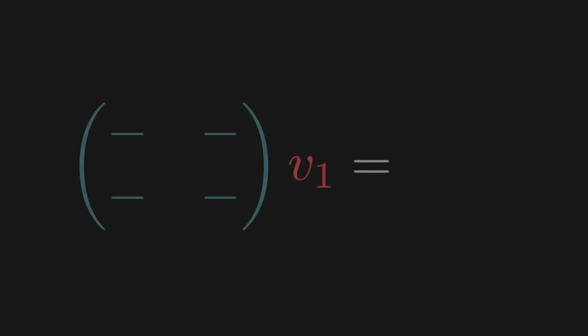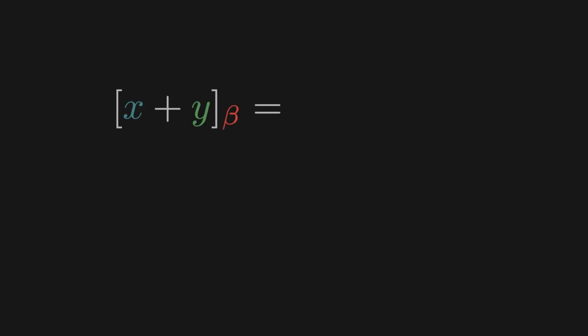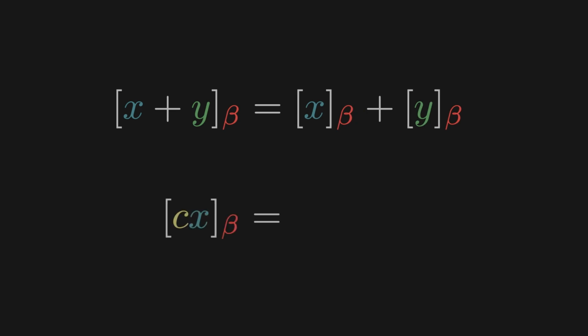We want to find a matrix which lets us transform between the different coordinates. To be able to find the matrix which lets us switch between bases, we need to prove the following about coordinate vectors. First, the coordinate vector for x plus y equals the coordinate vector for x plus the coordinate vector for y. We also want to show that the coordinate vector for cx, where c is a scalar, equals c times the coordinate vector for x. These properties will help us in finding the matrix, so now let's prove them.